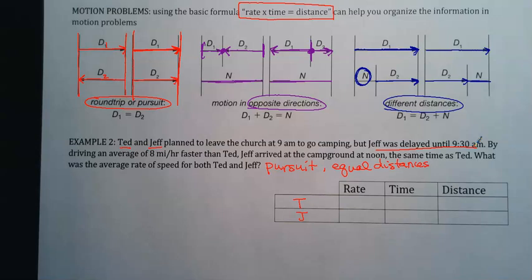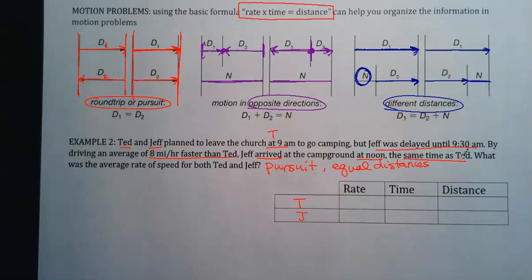And Ted left at 9 then. So this is Ted. By driving an average of 8 miles per hour faster than Ted, Jeff arrived at the campground at noon, the same time as Ted. So they arrived at noon. What was the average rate of speed for both Ted and Jeff? So we've got to find that.